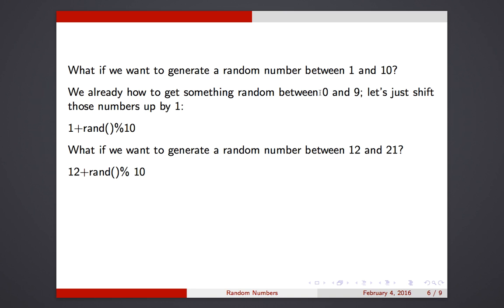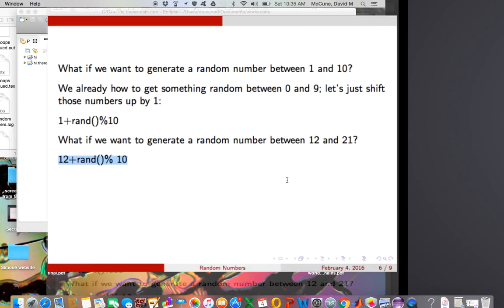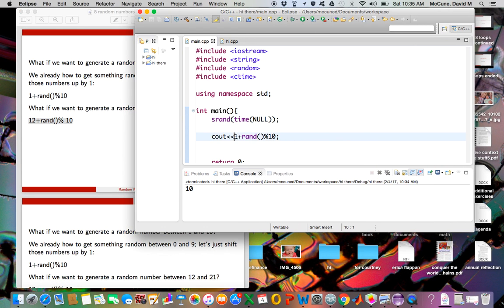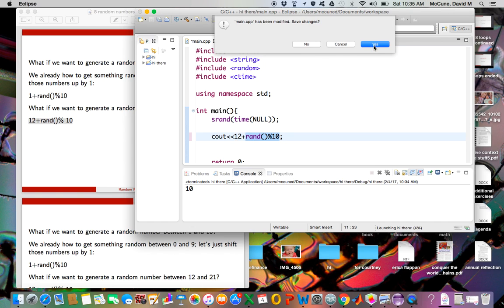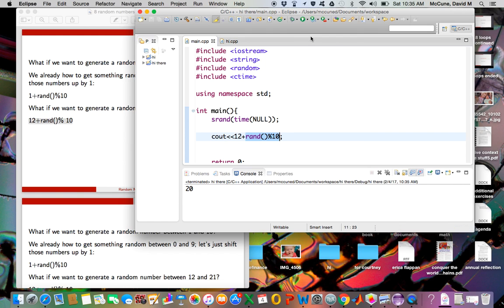So now you can just take what we did for 0 through 9 and shift things up by 12. That's all this is doing. So the exact same idea, just up that range by 12. So now we're saying, hey computer, choose me a random number between 0 and 9, please, and then take the result and up it by 12. So now we get things like 20 or 14.